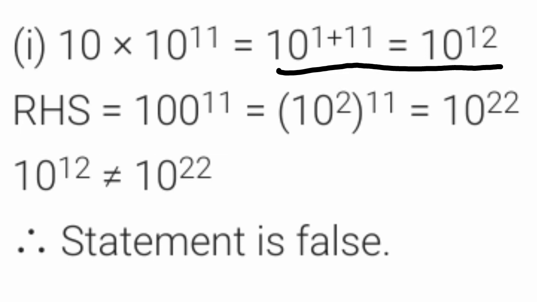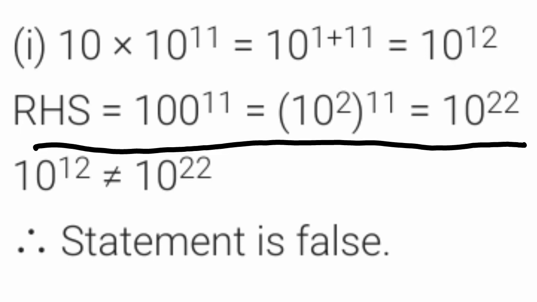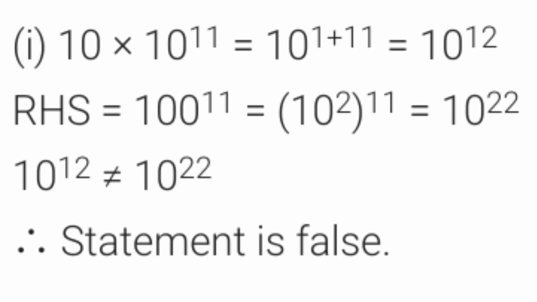Now look at the RHS, which is 100 raised to 11. 100 can be written in the form of base 10 as 10 raised to 2. 10 raised to 2 is 100. So (10 raised to 2) whole raised to 11 becomes 10 raised to 22, which is (a raised to m) whole raised to n. So LHS and RHS are not equal. That is why it is false.